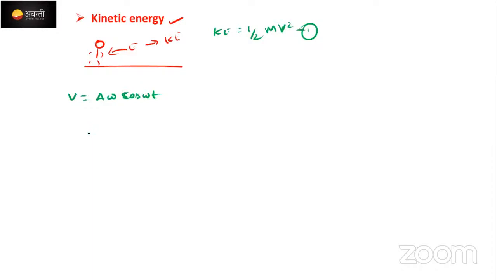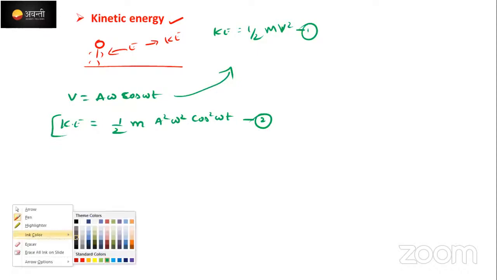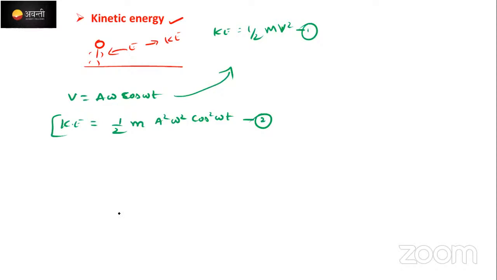Right, v is equal to a omega cos omega t. Substitute this equation in equation number 1, then the kinetic energy equation becomes: half m v square means half m a square omega square cos square omega t. We got one more equation, I'm going to call this equation number 2. Correct? Done. Okay, the value of v here is in terms of time.